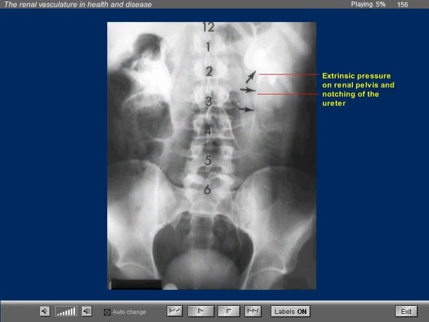This is a young medical student who presented with hematuria. An intravenous urogram was obtained, and the clinical diagnosis was perhaps obstructive uropathy due to a renal stone. The IVP revealed extrinsic pressure on the left renal pelvis and discrete notches of the proximal left ureter. There was no evidence of a ureteral stone.